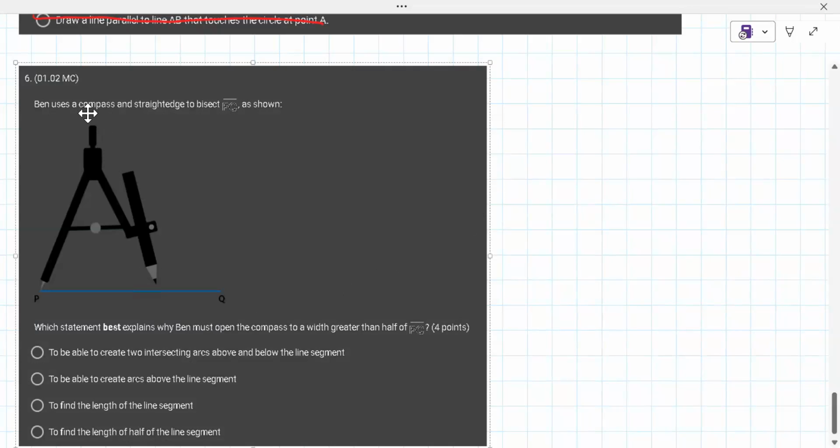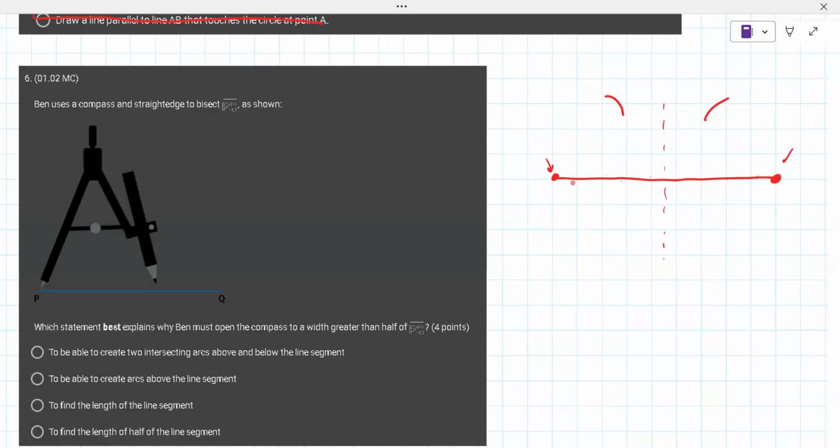So this problem says Ben uses a compass and a straight edge to bisect PQ as shown. Which statement best explains why Ben must open the compass to greater than half of the segment? This is one of those proofs where, let's presume that that's 1, 2, 3, 4, 5, 6, 7, 8, 9, and let's presume that that's down the middle. Now, if I go to this end and swing an arc that length, and I come over to the other side and do the same thing, do those intersect?